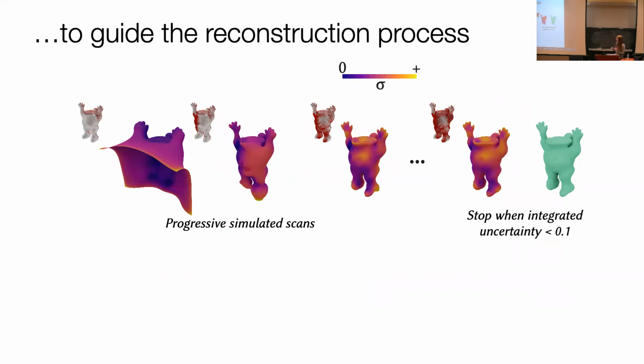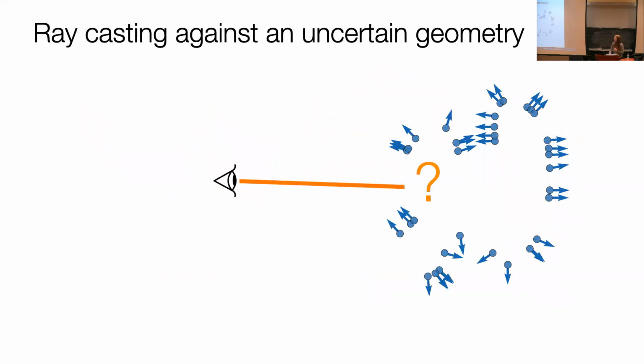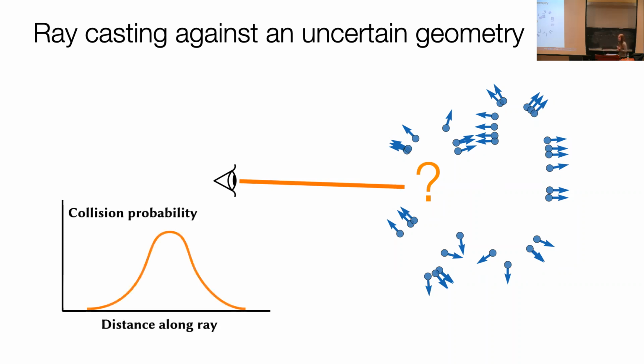Okay, so that's one thing that we can do with this new statistical formalism. Here's another one: ray casting against an uncertain geometry. A similar question to the car one that I asked before is, where does a ray hit the surface? Of course, there are many possible surfaces, like we covered, so the answer can't just be here, right? The answer has to be a statistical distribution of where the ray may hit the surface.